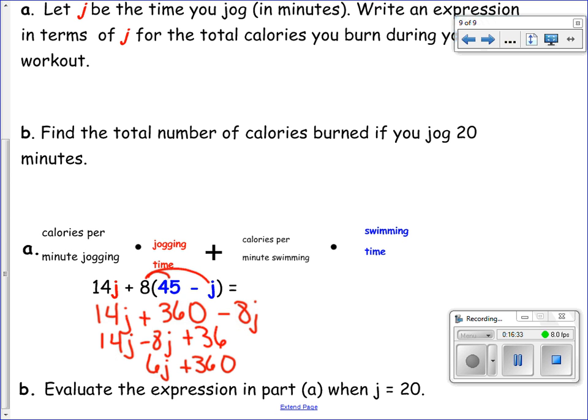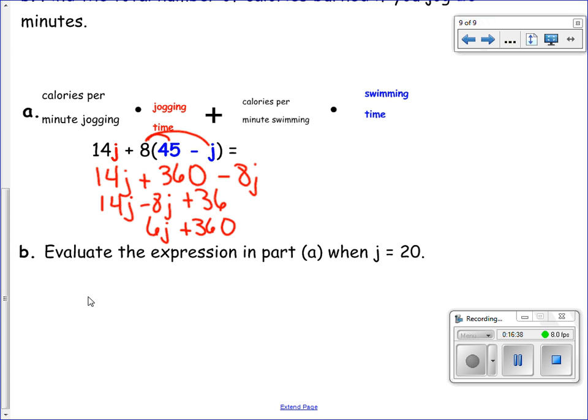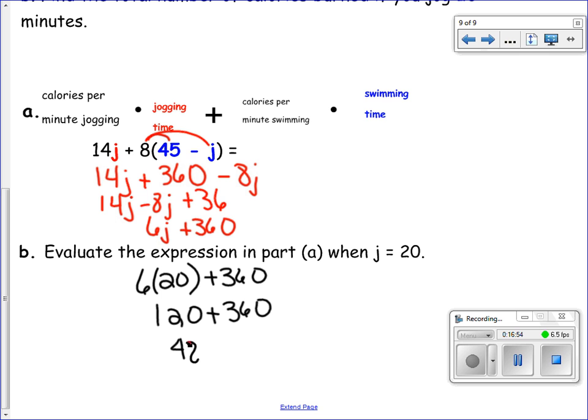Now we're going to substitute in part A when J is 20. So 6 times 20 plus 360. 6 times 20 is 120 plus 360. So you burn a total of 480 calories when you work out for 20 minutes. My objective today is to help you to simplify expressions, combining like terms, not solving them, but simplifying them.